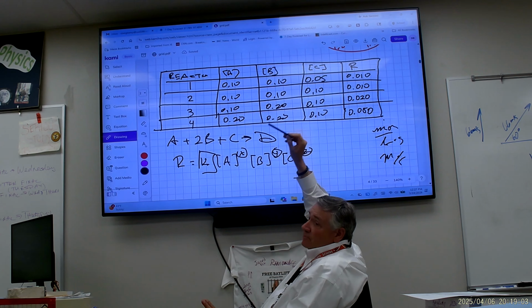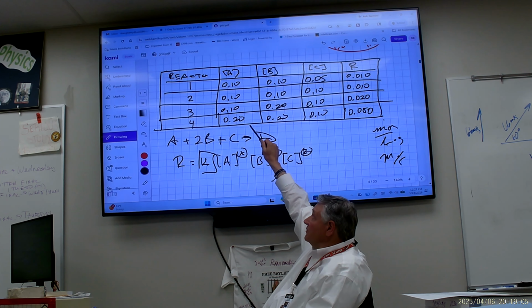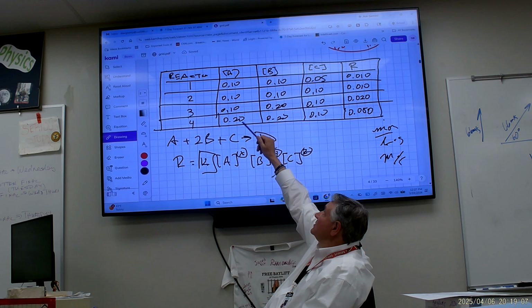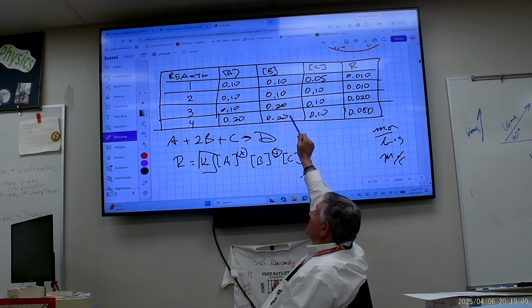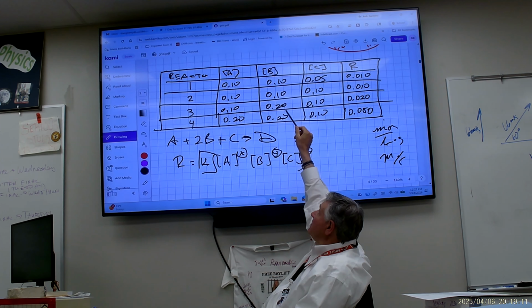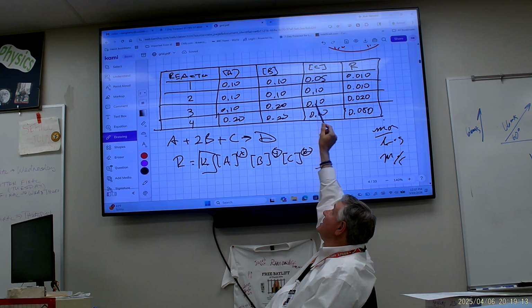So, for example, here's what I'm going to do. I'm going to pick reaction 4 and reaction 3. Mainly because that's going to keep my B concentrations the same. It's going to keep my C concentrations the same. And then the only thing that's going to change is my rate.